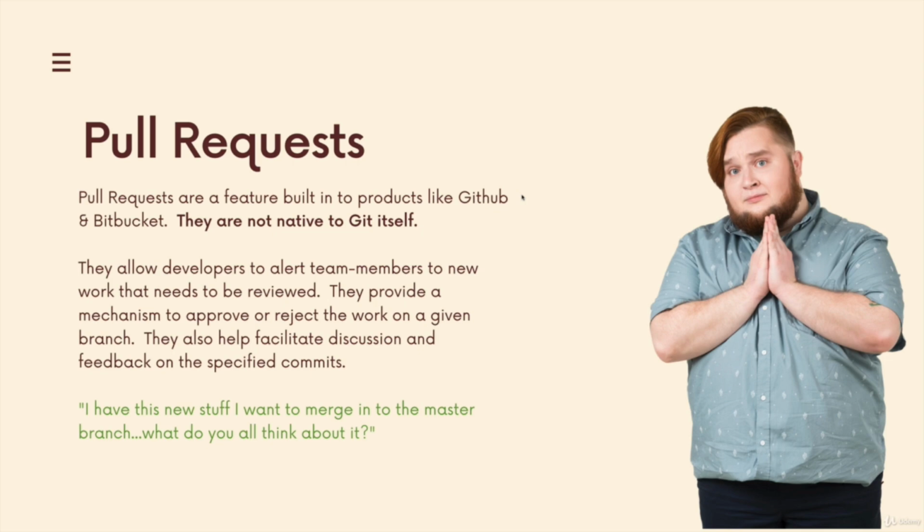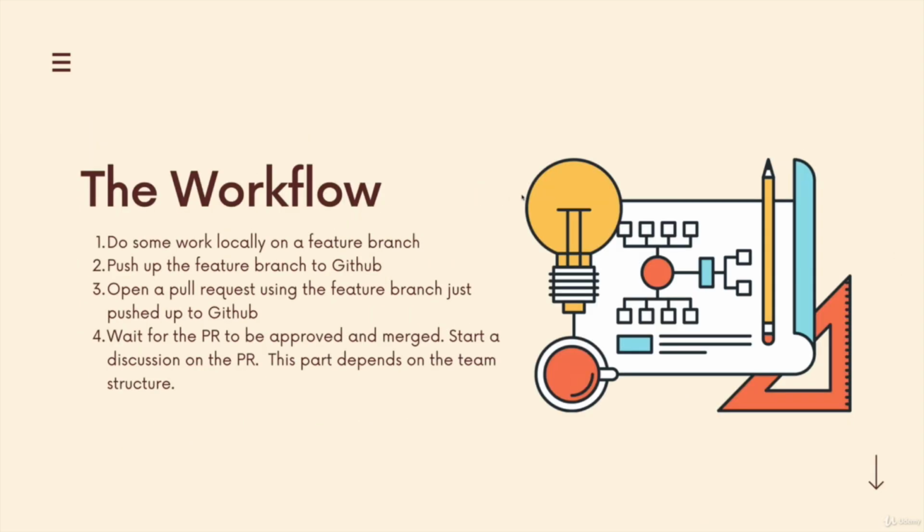Can you take a look at it and will you merge it in if it's good, or will you tell me if it's not good? That's pretty much what a pull request is. So we do some work locally on a feature branch like we did in the last couple of videos. Stevie added the navbar branch, right? We finished the navbar, we push it up to GitHub.